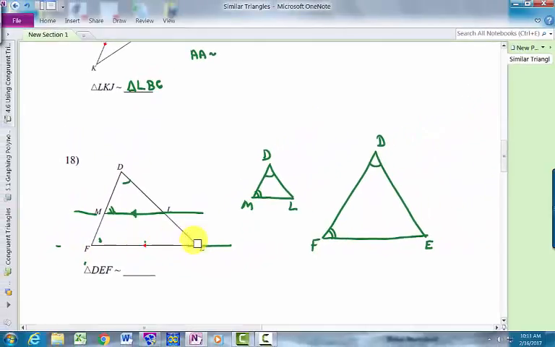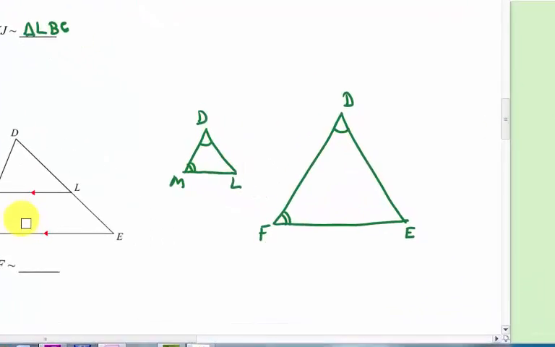Do you guys see it now? Yeah, these are similar by angle. You could have just looked at it. Some people can't see it, though. So that's why I just kind of separated it for you.